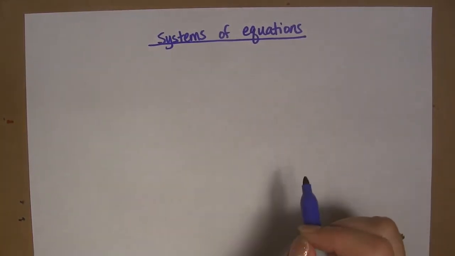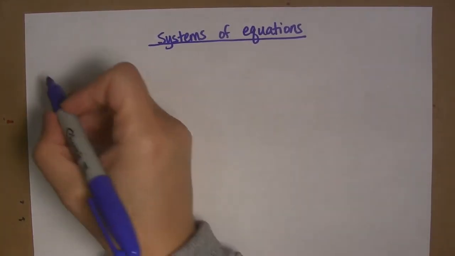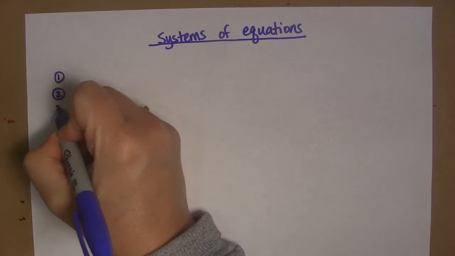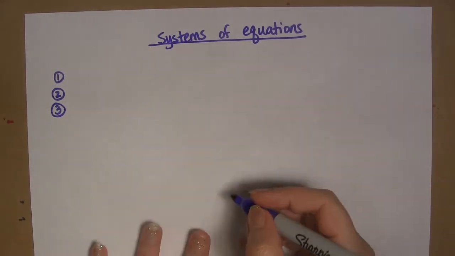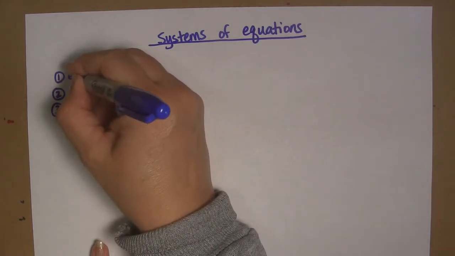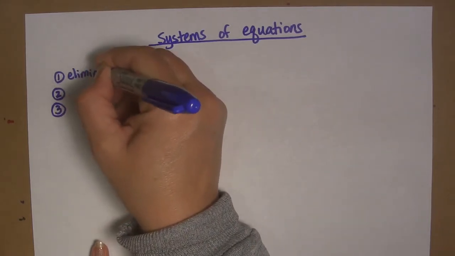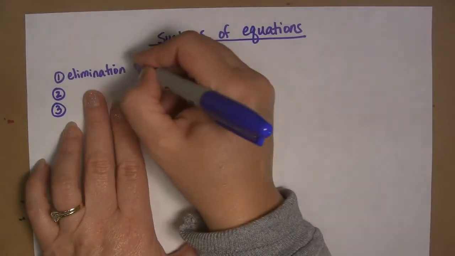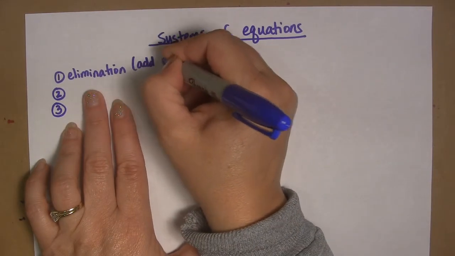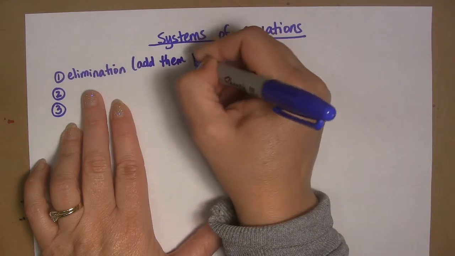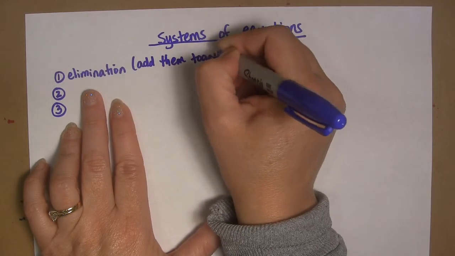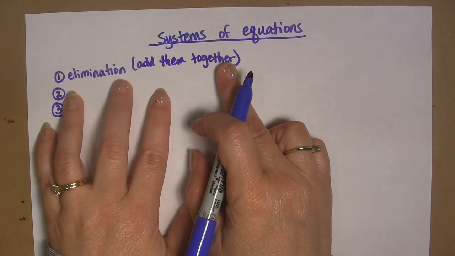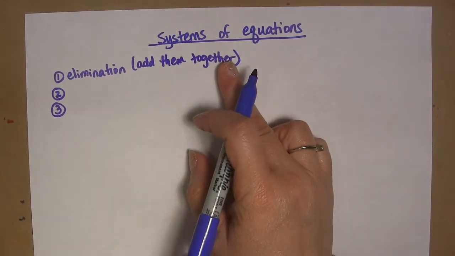Alright, we're going to look at systems of equations for just another second. We have three ways that we can solve systems of equations. We can use the elimination method. That is the adding method. Add them together. It's called the elimination method because through the process of adding, you're going to eliminate one of your variables. That's the first method.